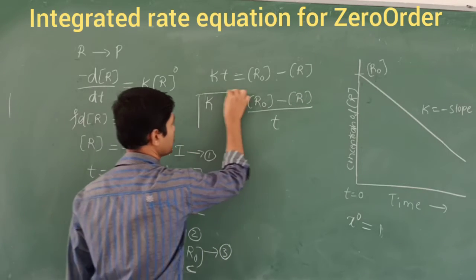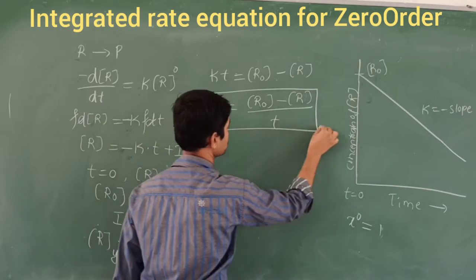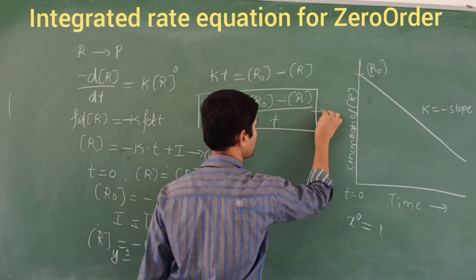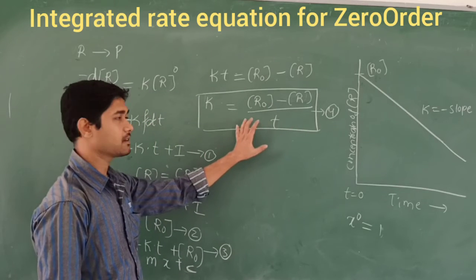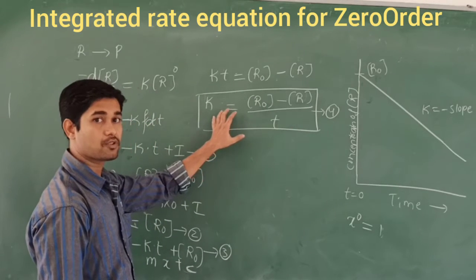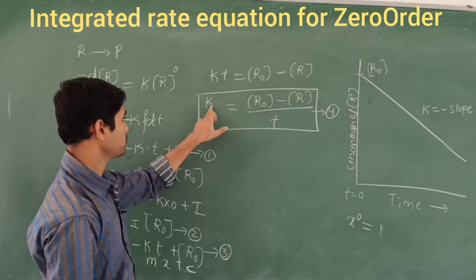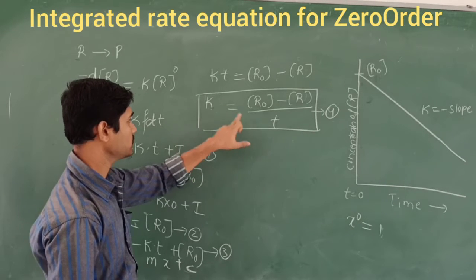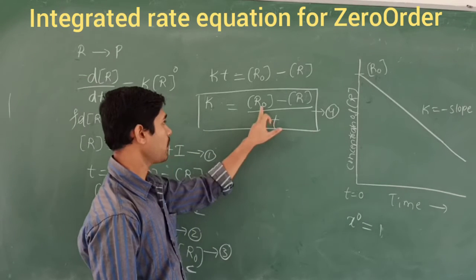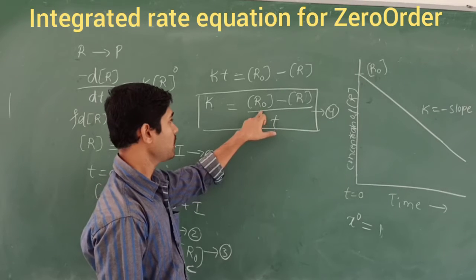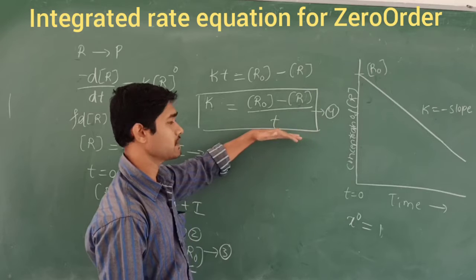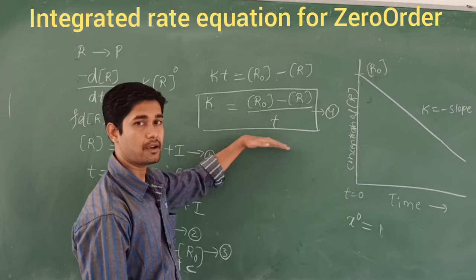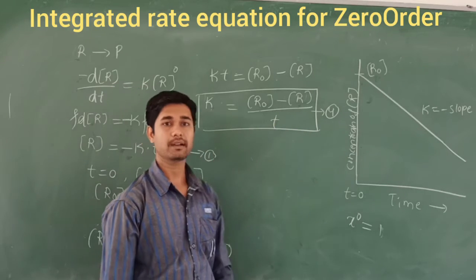This is a very important equation. We are going to name it equation 4. Equation 4 is the integrated rate equation for the zeroth order reaction. Here K is the rate constant, t is the time, R0 is the initial concentration of the reactant, and R is the concentration of the reactant at time t. This is an important formula for finding the rate constant for the zeroth order reaction.